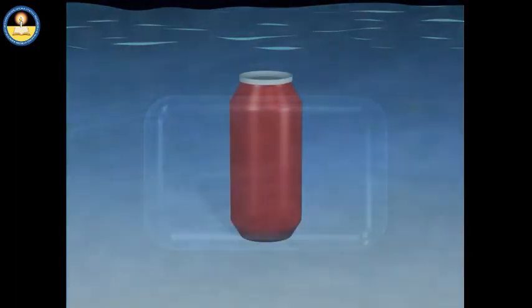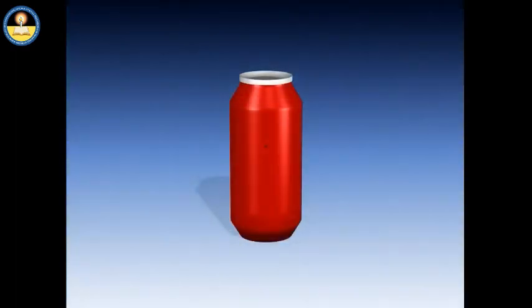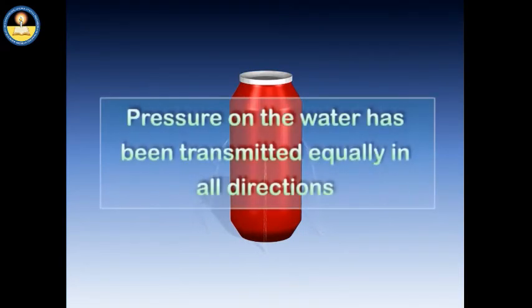The same can be observed when water rushes out of the holes from a tin container having 2 or more holes at different places, but at the same height from the bottom, and the streams of water rush out to the same distance. This also shows that the pressure on the water has been transmitted equally in all directions.